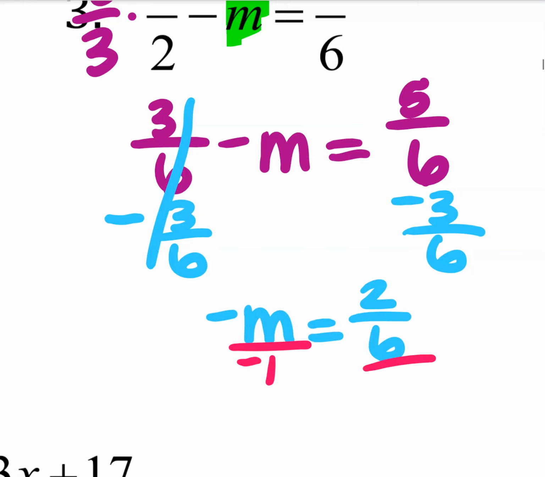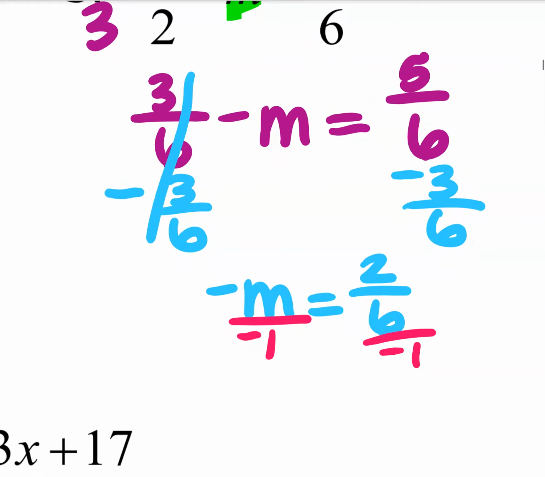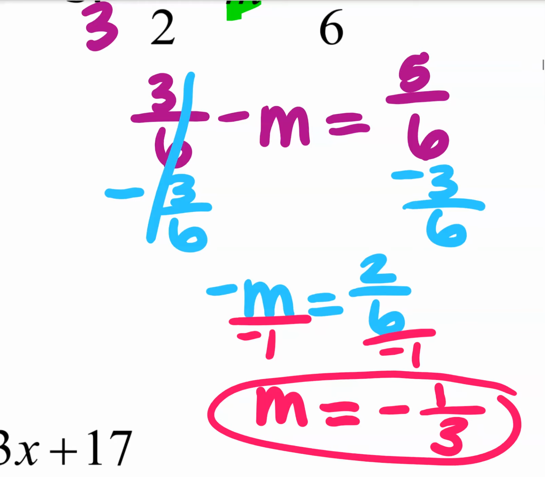If you know that it's going to change the sign, you can just show that in the next step without actually writing out the dividing. That's okay. So m equals, so this is now going to be a negative. And then we do want to reduce that fraction. So 2/6 reduces to 1/3. So this is going to be our answer right here. M equals -1/3.